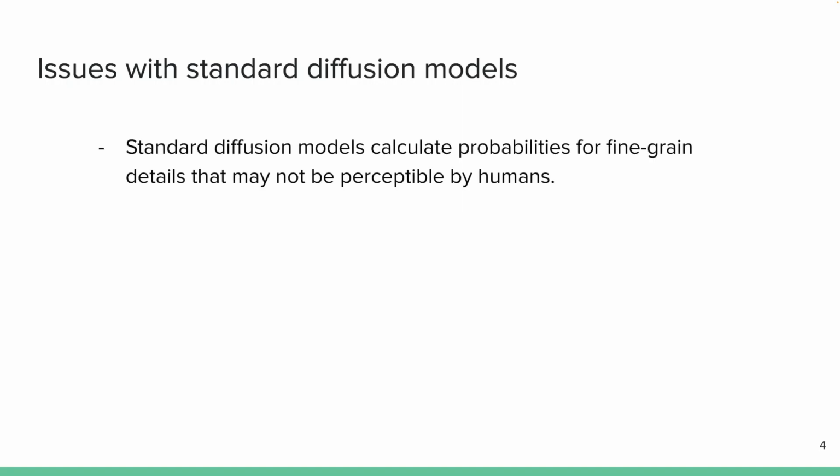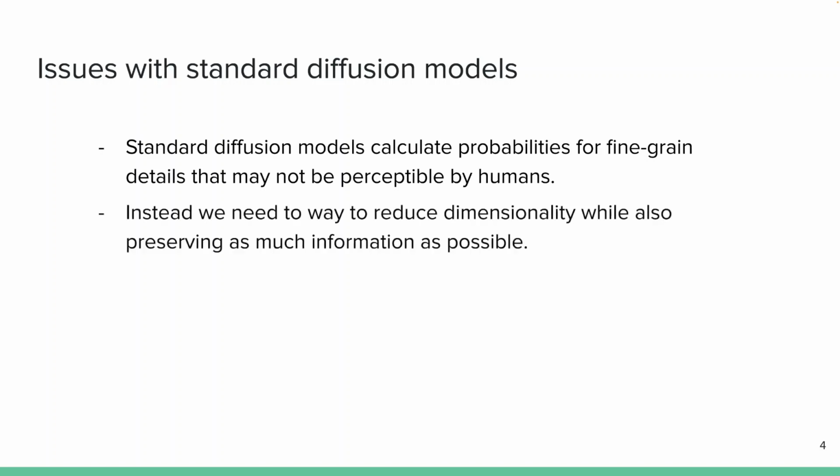The major flaw with standard diffusion models is they often spend a lot of computational power on fine-grained details that may or may not be perceptible to humans. Ideally, we could have a model that can generate high-fidelity images that train in a lower dimension in order to save computational power while also preserving as much detail and information as possible.